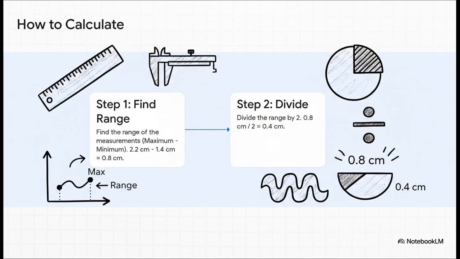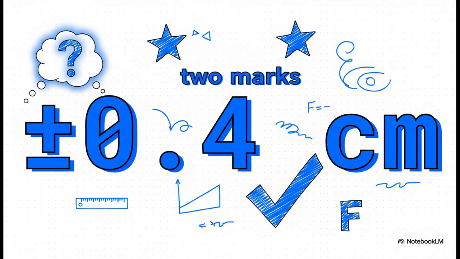To find the uncertainty from a set of readings, first you find the range. That's just the biggest value minus the smallest value. So here it's 2.2 minus 1.4, which gives us 0.8 centimeters. Then you just divide that range by 2. And that gives us our final answer for 2 marks, an uncertainty of plus or minus 0.4 centimeters. See, easy marks, as long as you know the method.